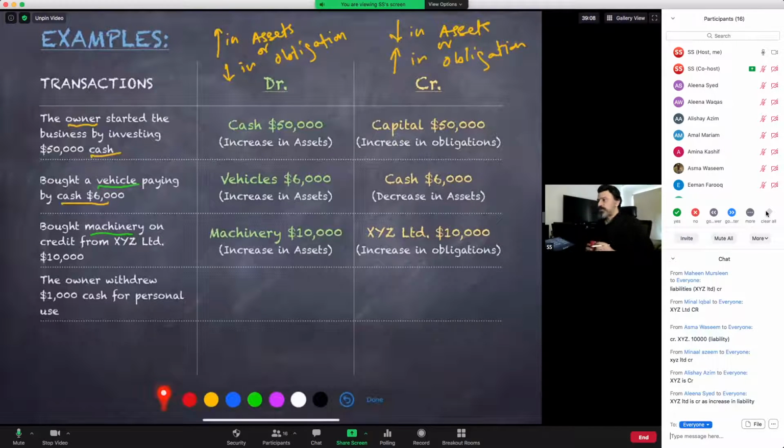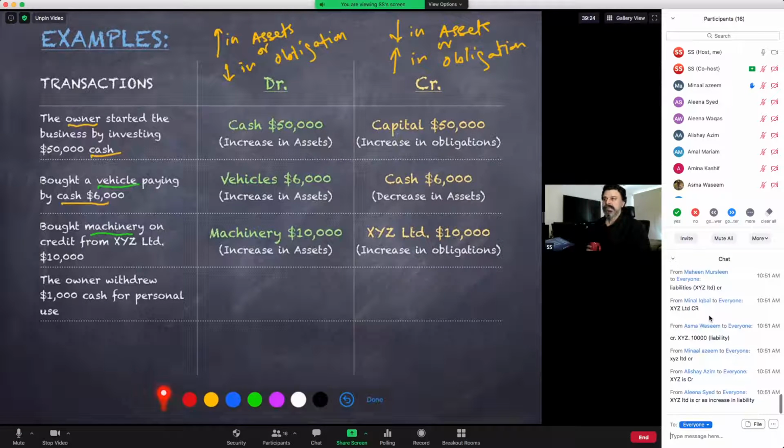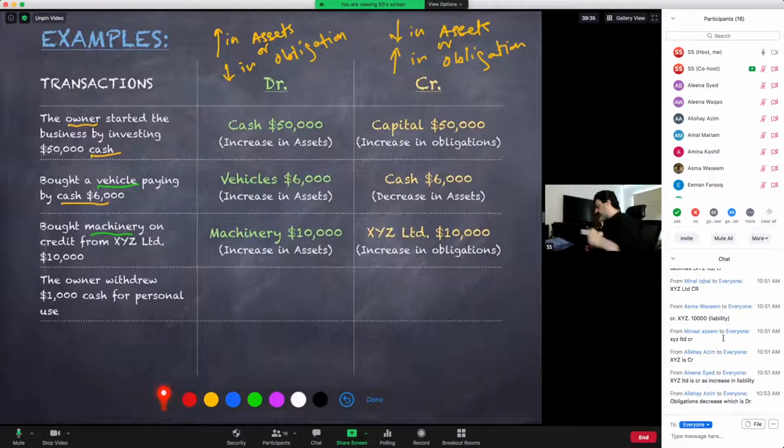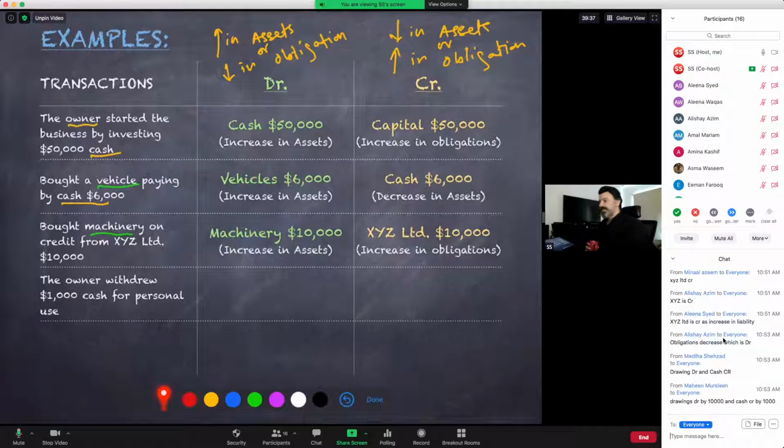The owner withdrew $1,000 cash for personal use. Okay, so this transaction is also affecting your assets and or your obligations here. Yes, Minal, you have a question? Minal Azim, you have a hand raise? Okay, maybe it must be a mistake then. Acha. The owner withdrew $1,000 cash for personal use.